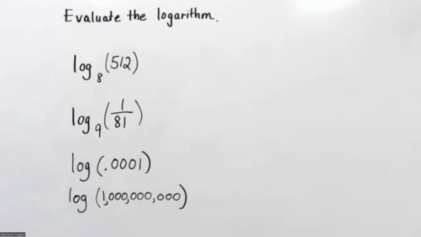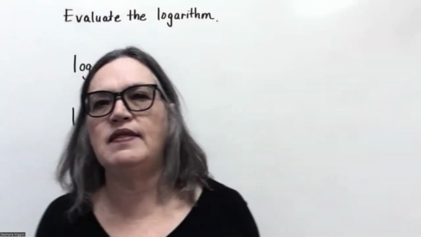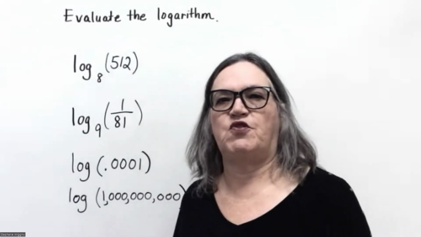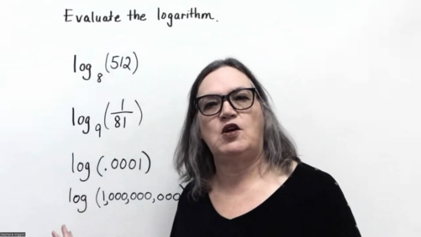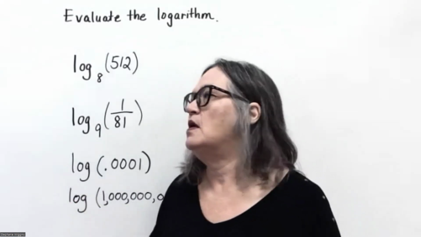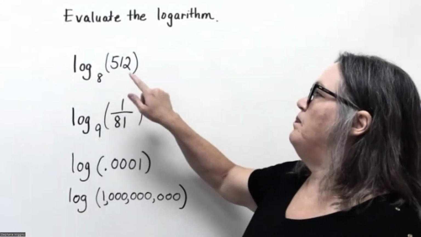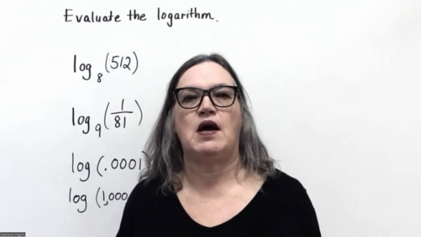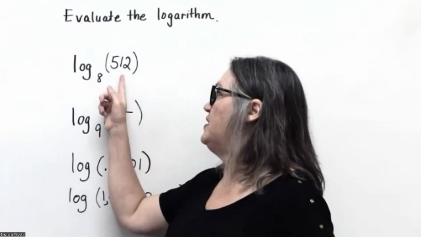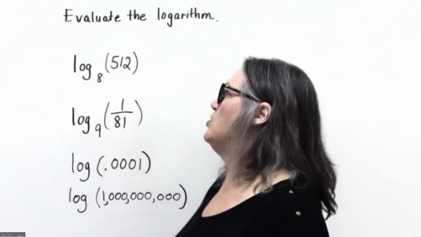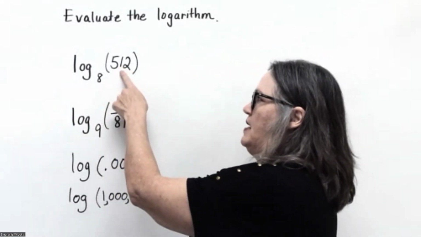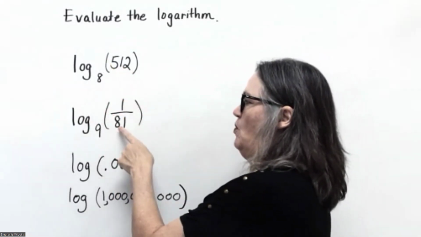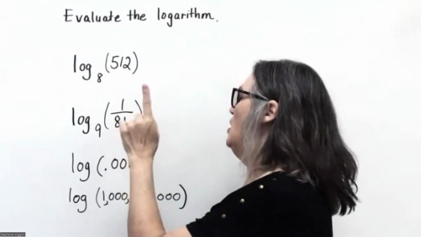Evaluate the logarithm. There are two approaches that you can take here. I think your textbook intended for you to do this without a calculator, but I'm going to show you both ways. The reason why I think they intended you not to use a calculator is because these are perfect exponents. In other words, this number here is 8 cubed, and here we have 9 squared.